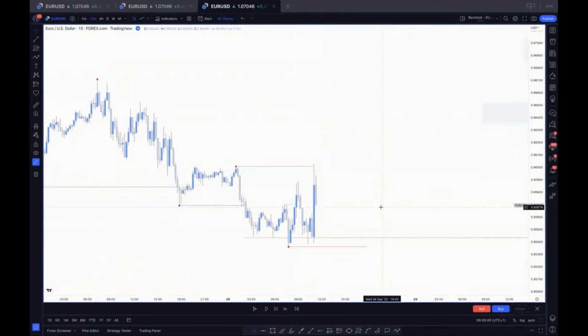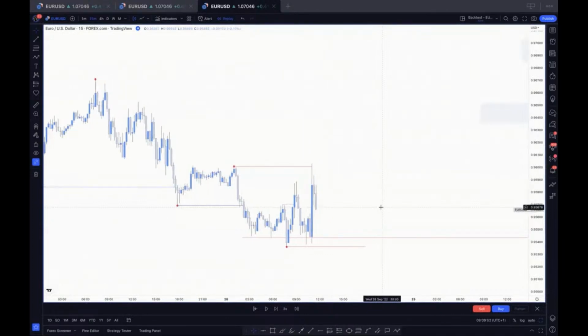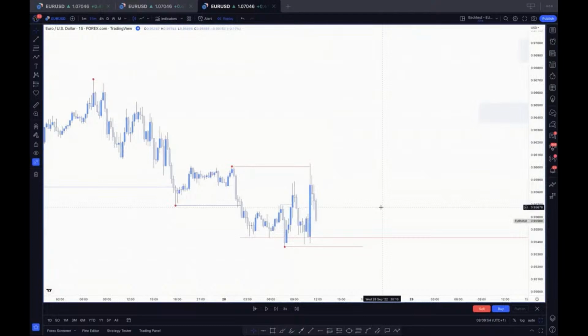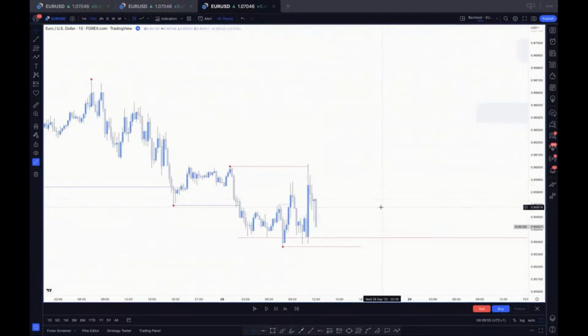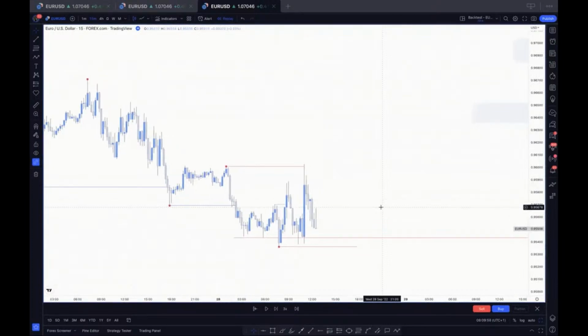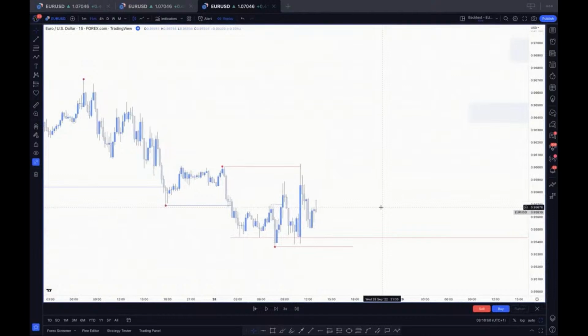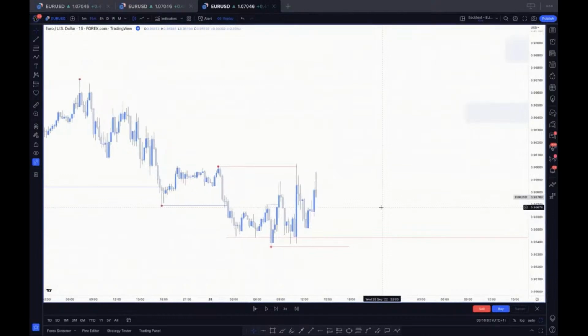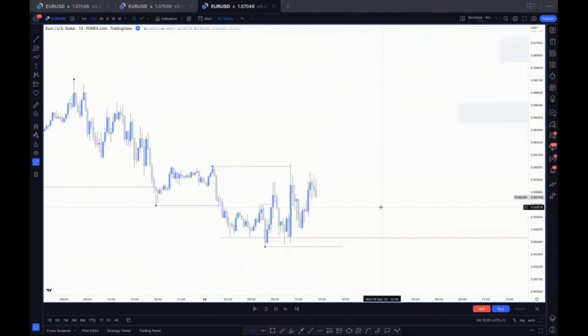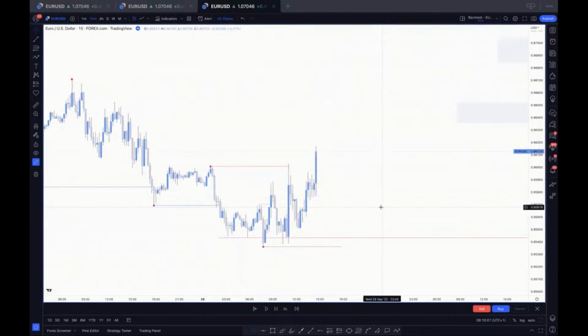Let's play the bar. So this continues, internal structure still dancing around, nothing much happening there. Let's continue to build and see what we get. Okay, cool. Nice. Now you can see that this bar has taken out this previous swing high by the body. Now we can draw this. You can now see that this has taken out this high by the body.